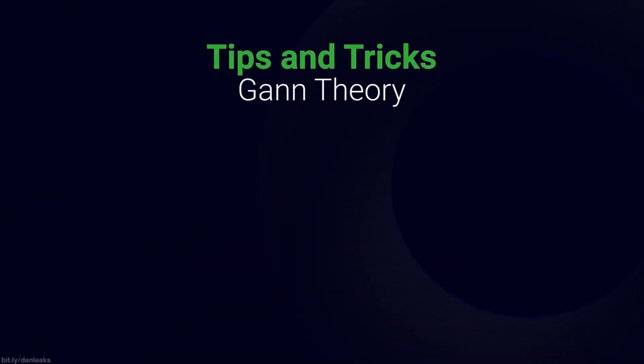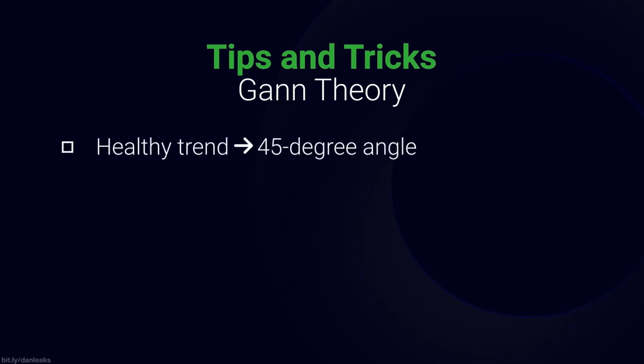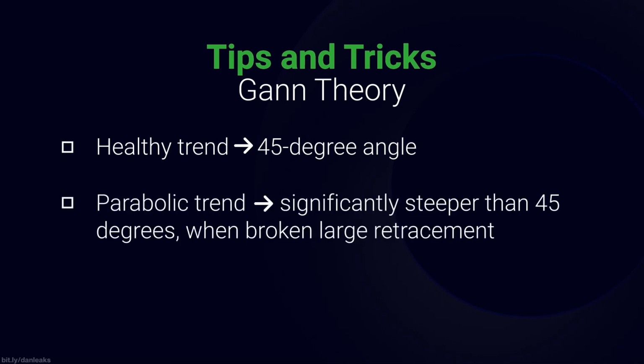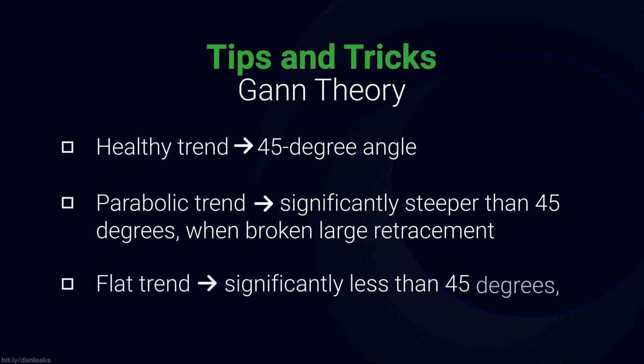Now let's go over some tips and tricks. According to Gann theory, a healthy trend should have a 45-degree angle. A parabolic trend is significantly steeper than 45 degrees, and when broken, can provide a large retracement. A flat trend is significantly less than 45 degrees and can be characterized as weak.